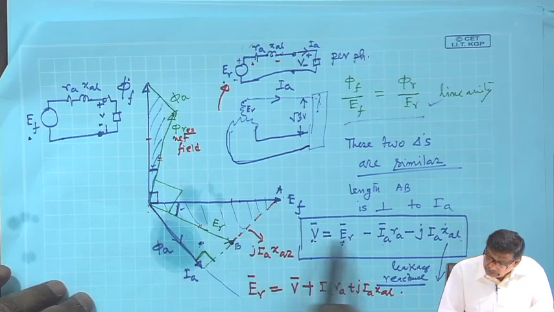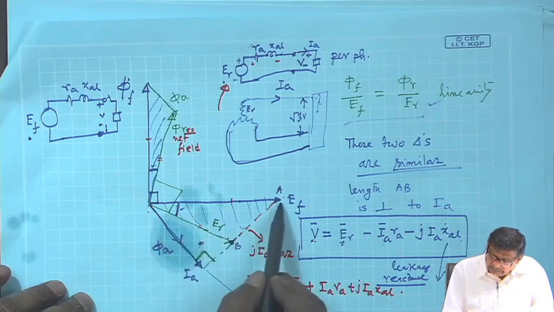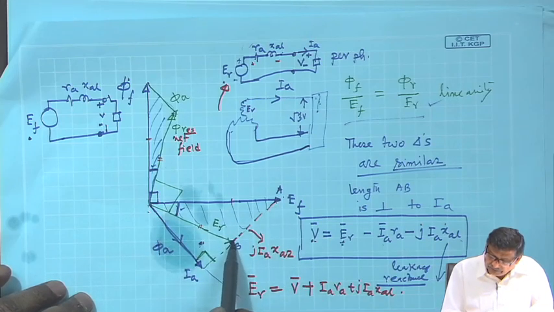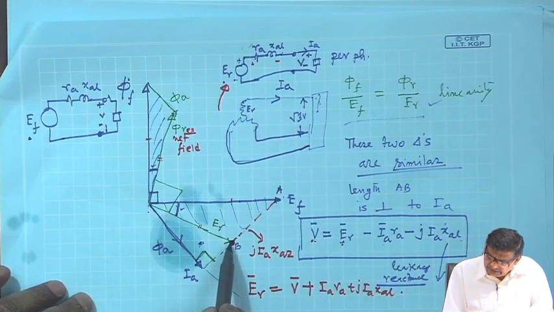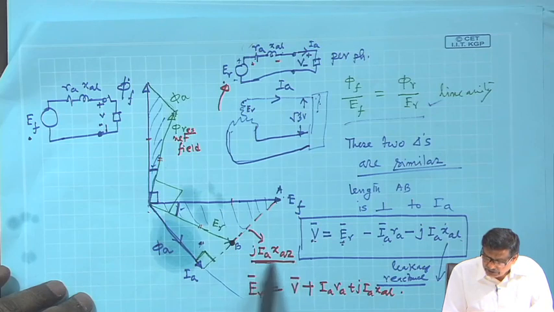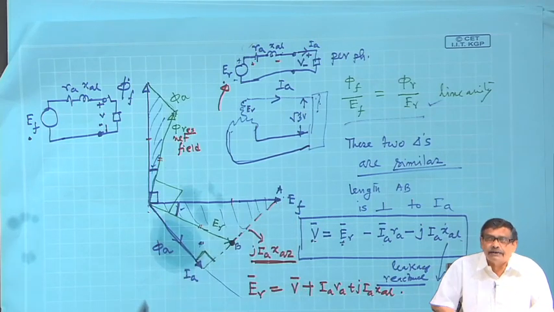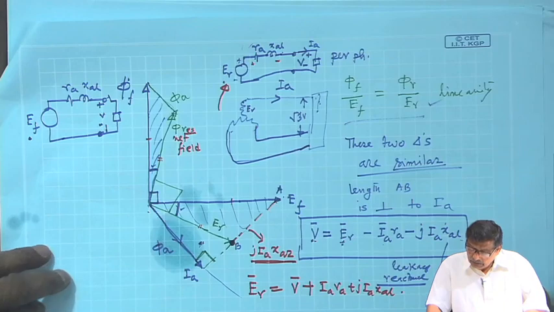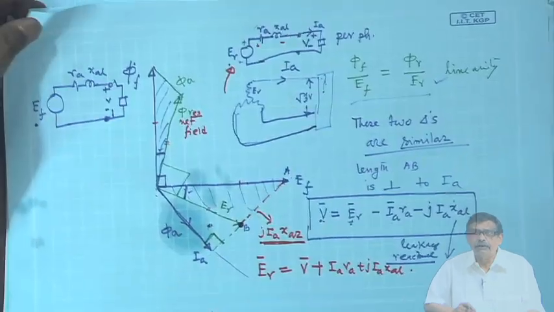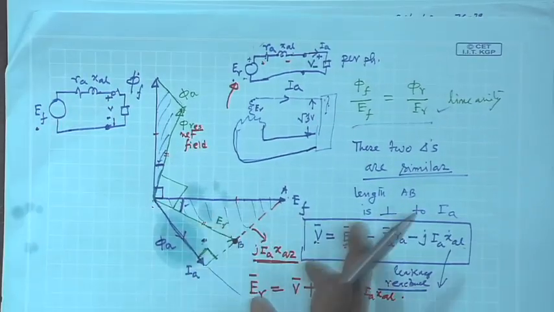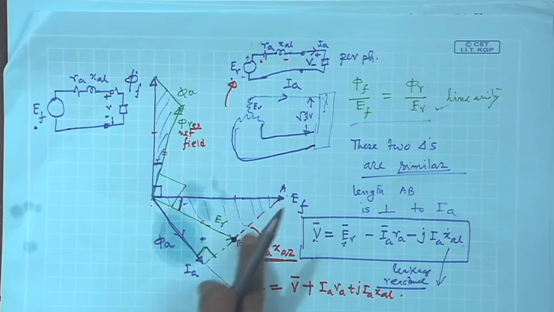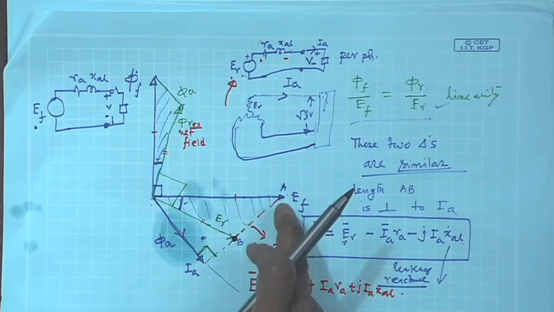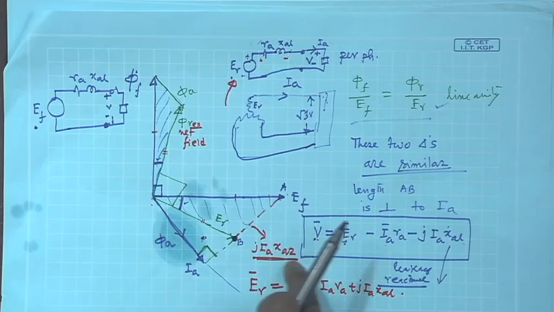So, ER is there, and to ER I can say that if you add this reactance voltage drop, you will get back EF. So, the picture now looks like that instead of dealing with ER, what we will be dealing with is EF, and that can be obtained by considering this change in voltage from EF to ER as a reactance voltage drop.